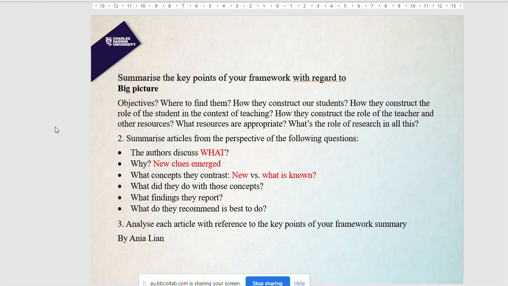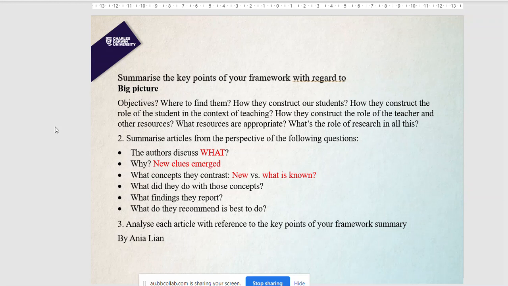So where did you find those key objectives in which your classroom is embedded? What policies? How do they construct students? How do these policies construct the role of a student in your classroom? How do they construct your role as a teacher? Also the role of resources, whether they are text or technology or whatever.